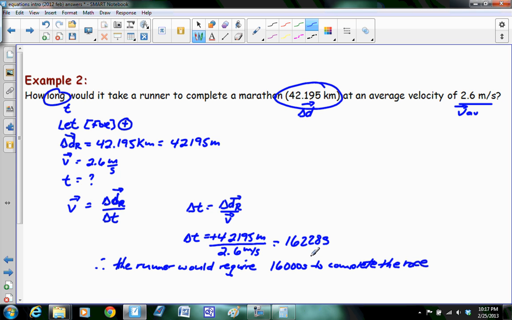Now in this case, I don't need a direction because time is a scalar quantity, but sometimes you do need the direction and you must put that into your final answer. And that's it for this intro. The other examples will be posted in class.